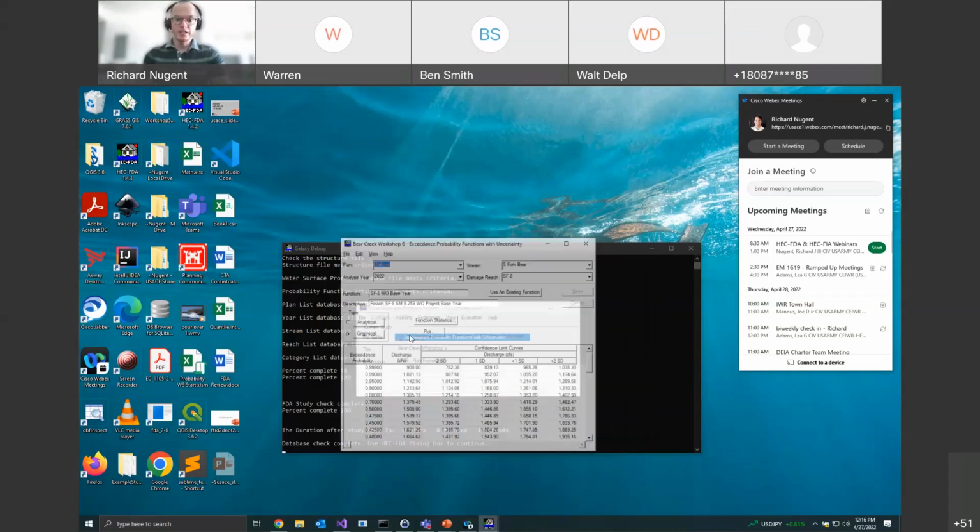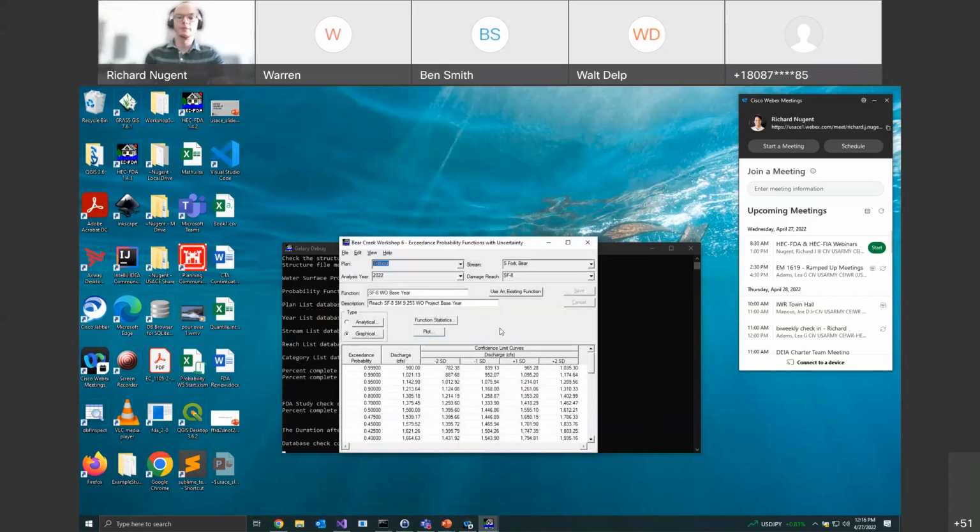We need to enter the exceedance probability functions with uncertainty. That may be analytical or it may be graphical, right? Analytical is that log Pearson type 3. Graphical, we're drawing straight lines between the flow values. And we can either do discharge frequency, which is what you see here, or we can do stage frequency.